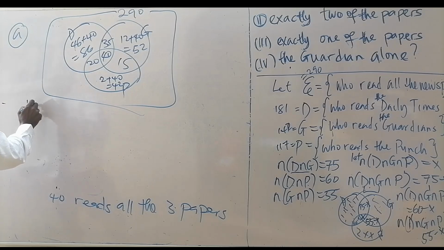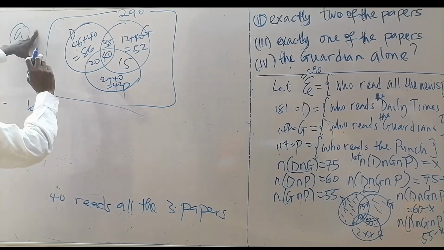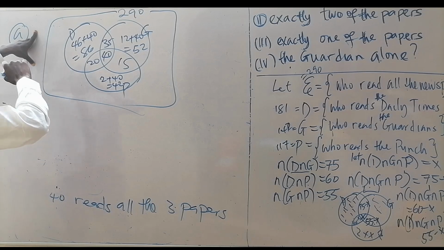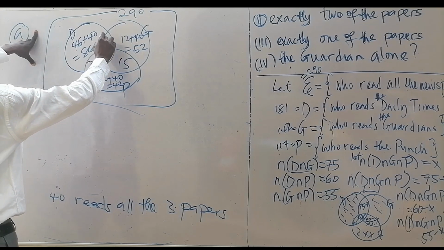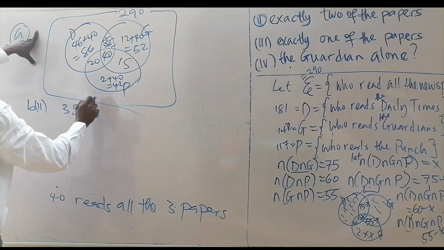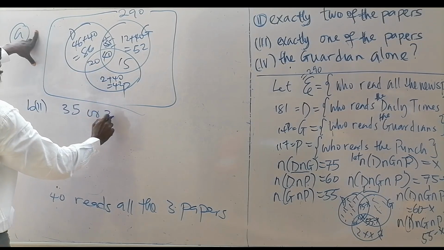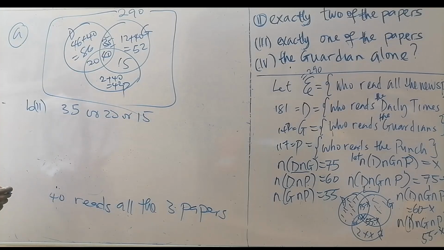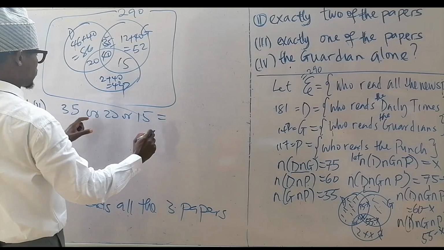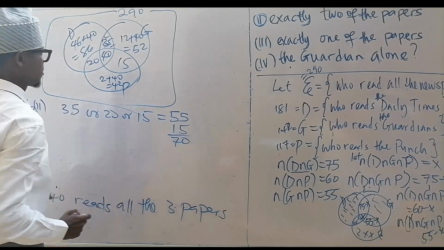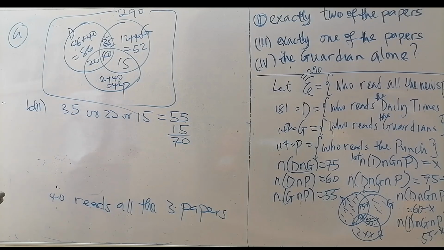So part B2, two of the papers. You go to the place where you have exactly 2 of the papers, which is here. So it could be 35, or we also have it here, 20, or 15. So that's exactly 2 of the papers, and that will be equal to 35 plus 20 plus 15, that's 70. That's exactly 2 of the papers.